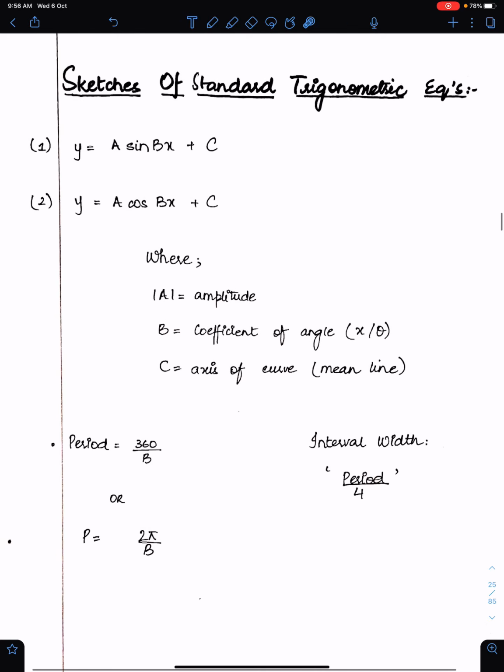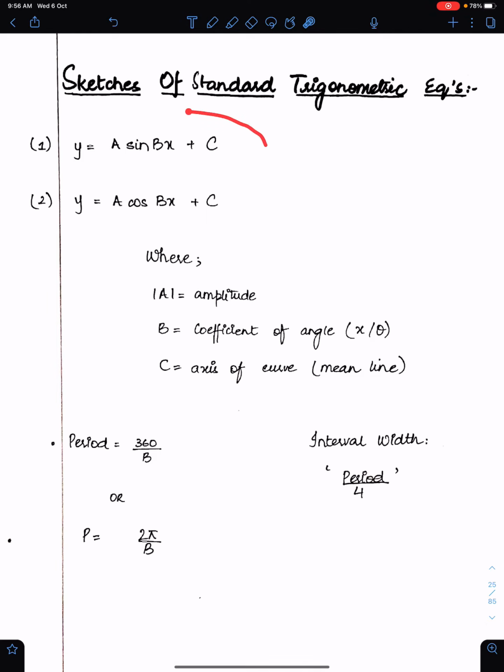Now sketches of standard trigonometric equations. First understand these constants. When this is in modulus, it is known as amplitude for both the equations. This b, we already have discussed this b, this is the coefficient of angle x. This helps us to find the period of the function. C means the axis of the curve. Like if the curve is around this line, then this is C.